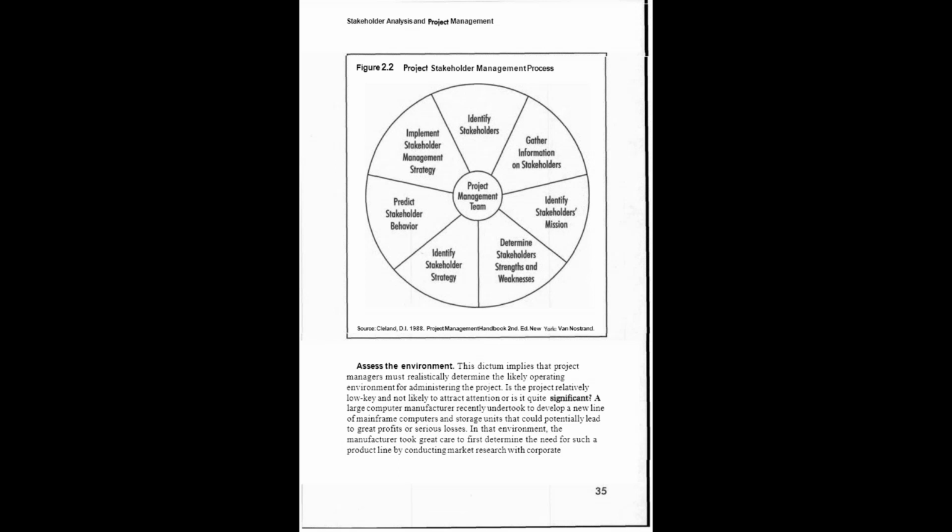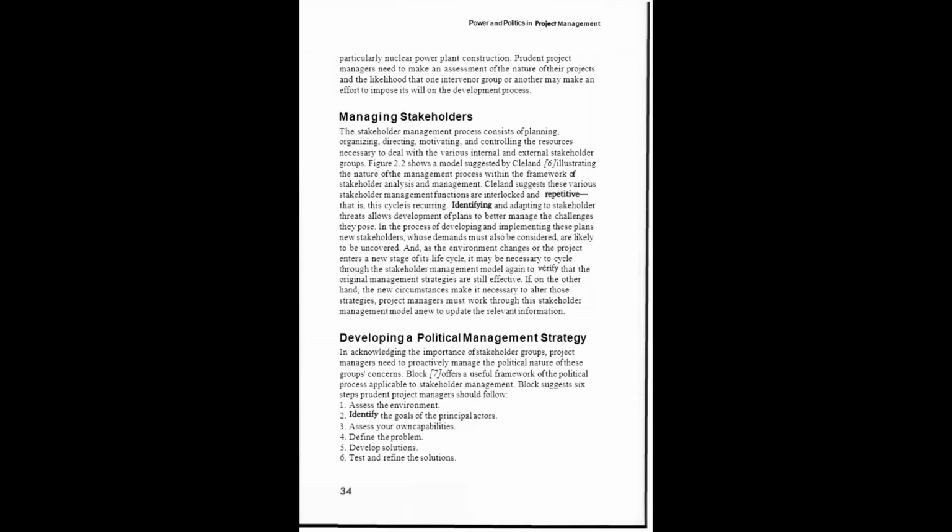Coming back to where we were. Figure 2.2, as I have shown you, shows a model suggested by Cleland illustrating the nature of the management process within the framework of stakeholder analysis and management. Cleland suggests these various stakeholder management functions are interlocked and repetitive. That is, this cycle is recurring. Identifying and adapting to stakeholder threats allows development of plans to better manage the challenge they pose.